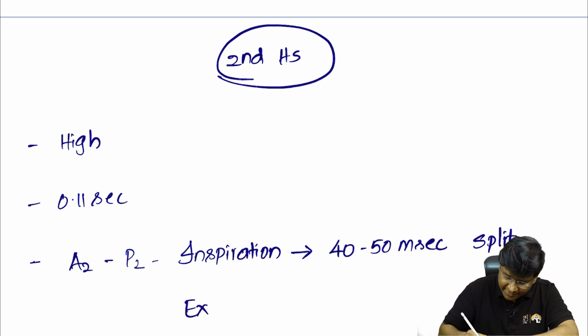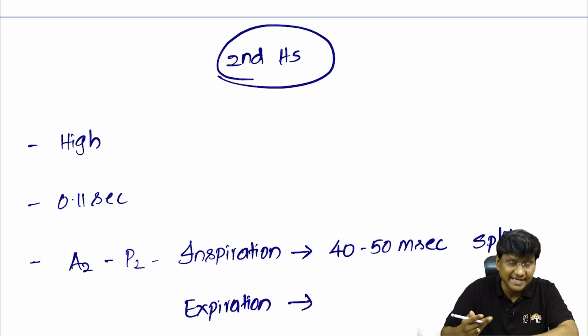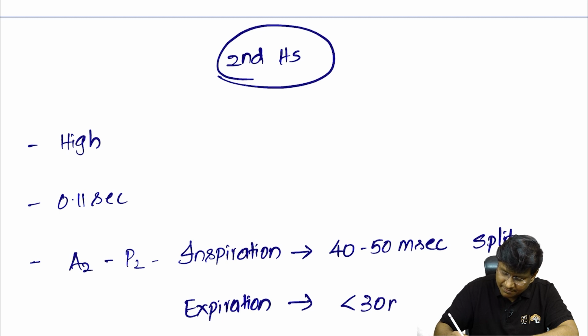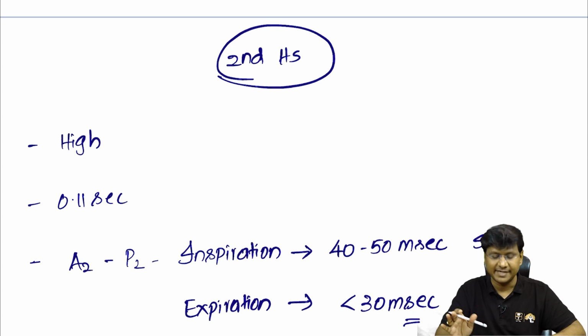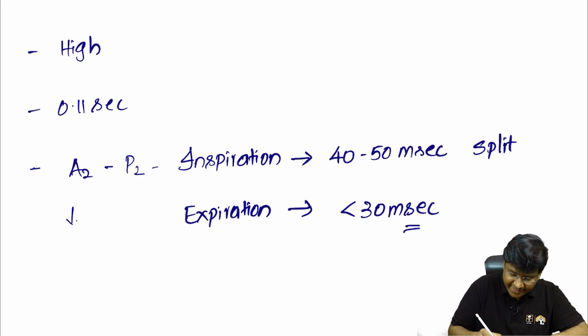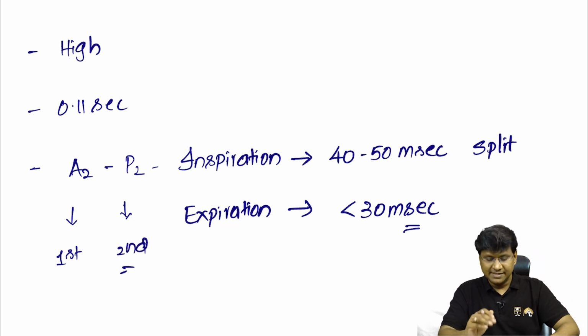But during expiration, this particular split disappears, right? Why does the split disappear? Because the gap between A2 and P2 is less than 30 milliseconds, and always remember that A2 is the one which is heard first, and then followed by that, P2 is heard later. These are the characteristic features of the second heart sound.